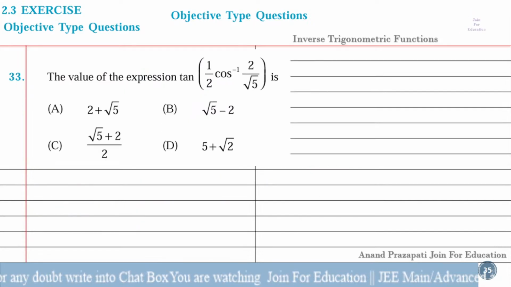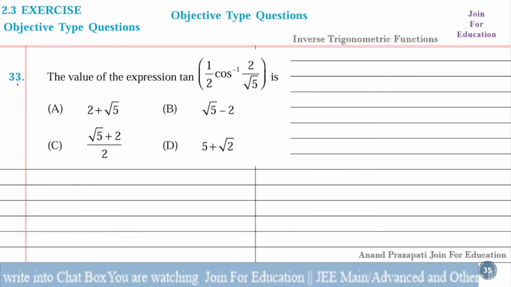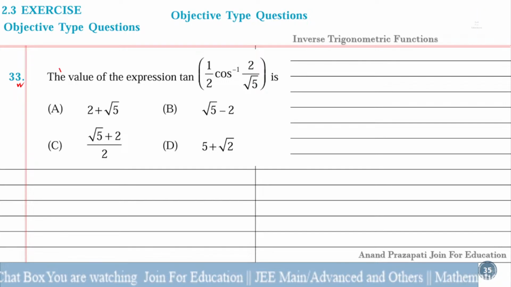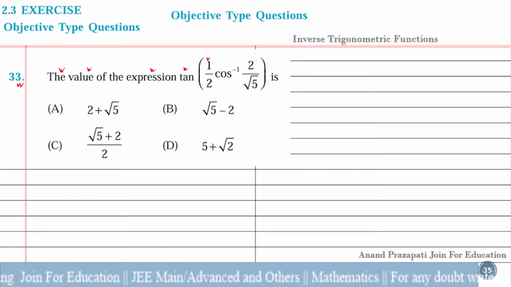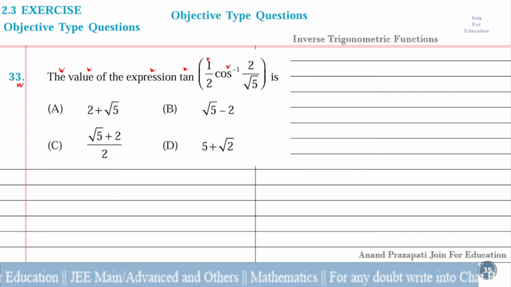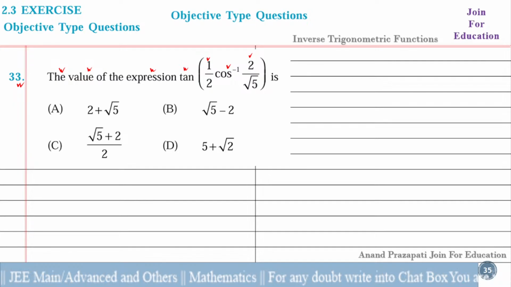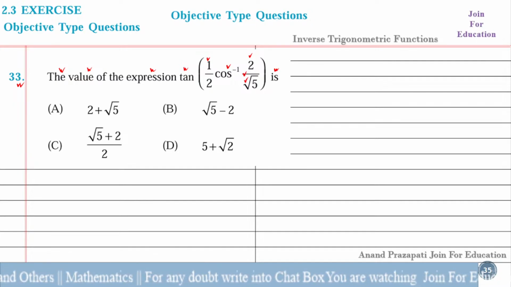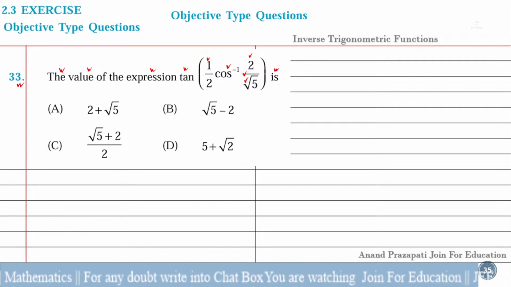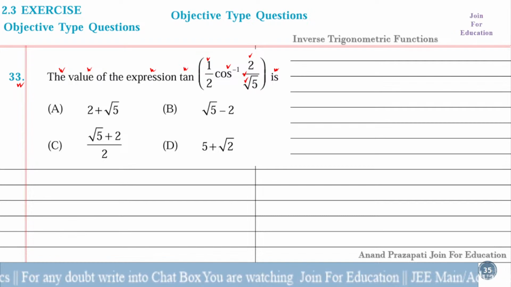Let's see question number 33. This is a very easy question. The value of the expression tan of 1 by 2 cos inverse 2 by root 5 is. So let's see the solution. After the solution, I will pick out the correct option.